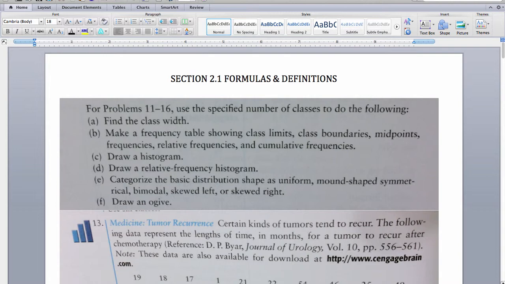Then we're going to draw a histogram. Then we're also going to draw a relative frequency histogram. We will then categorize the basic distribution shape as uniform, mound-shaped, symmetrical, bimodal, skewed left, or skewed right, and then we will draw an ogive.